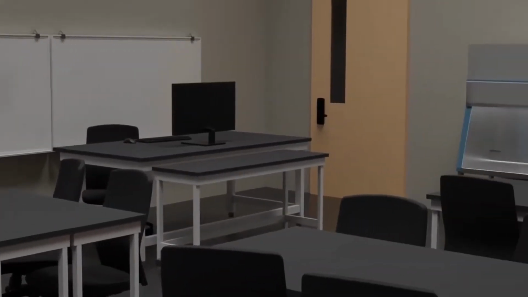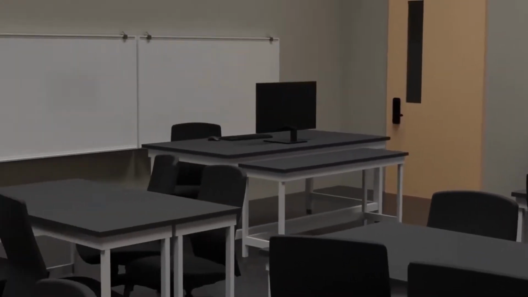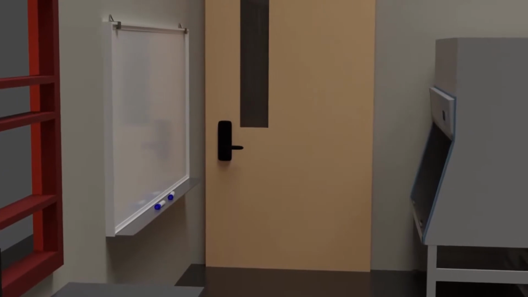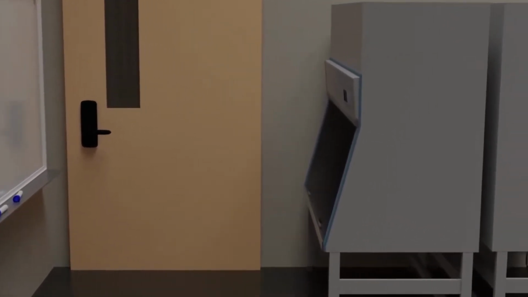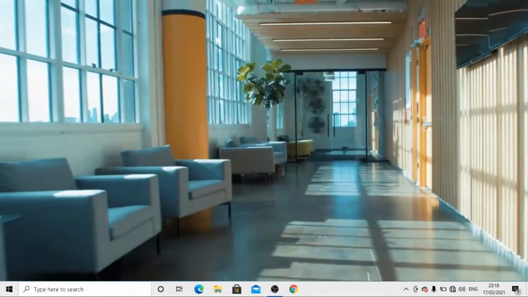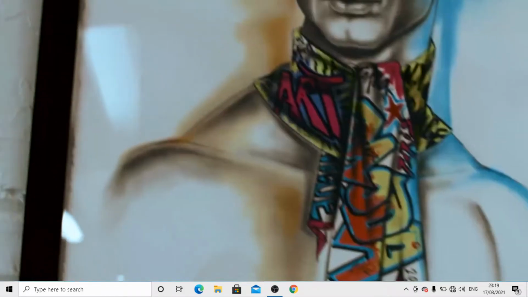Today I came to you with a very important topic, that is how to set up the CAD section in a fashion institution or in industries, and what are the essential equipments required to set up the CAD section in a fashion institution or industries.